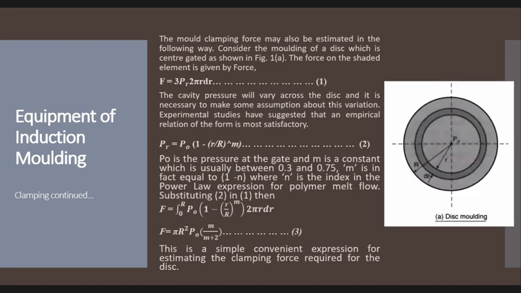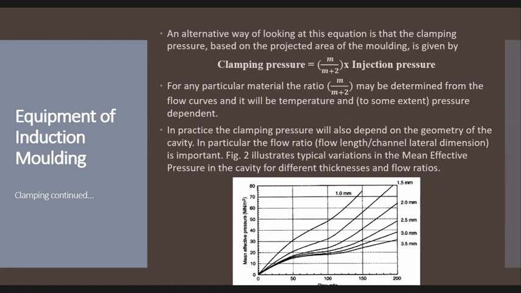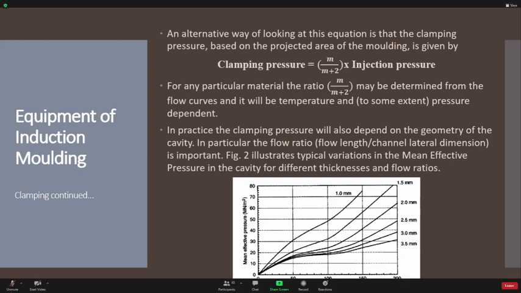So next. Here we have shown the necessary calculation for estimating the clamping force for this type of mold. So we can say that the clamping pressure is equal to a flow ratio multiplied by injection pressure, and this ratio can be calculated from the flow curves, which are temperature and pressure dependent. And finally, the clamping pressure also depends on the geometry of the cavity, and the clamping pressure for different ratios is shown in this diagram.